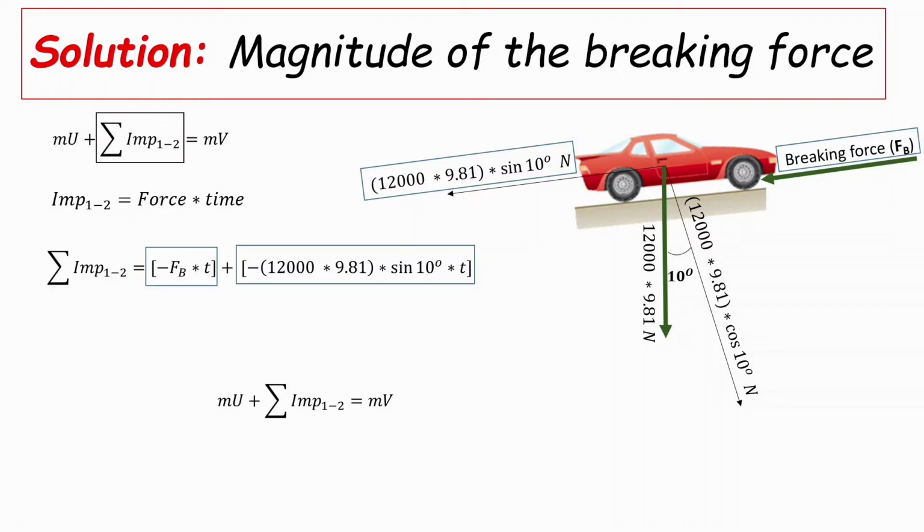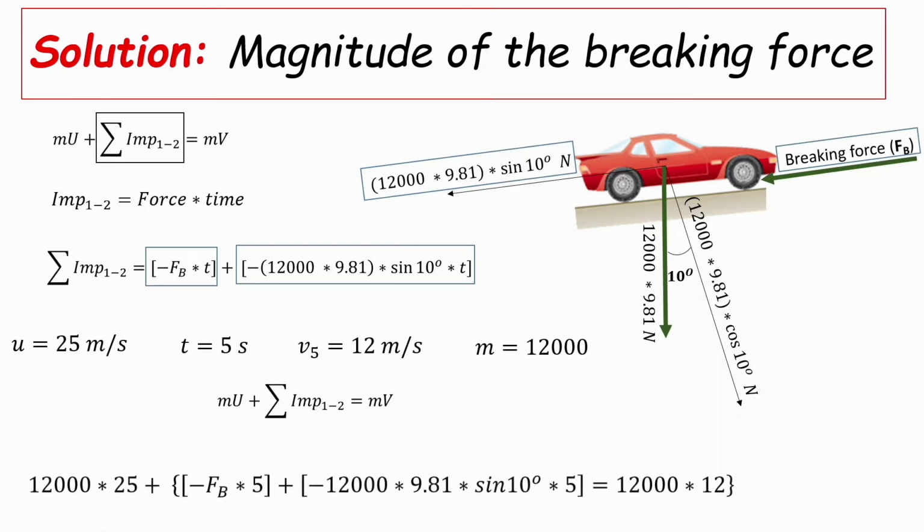And we have our equation to be initial momentum plus total impulsive force is equal to the final momentum of the vehicle. These are the variables we have: the initial velocity, the time, the final velocity, and the mass of the vehicle. So we can quickly put all these variables back into the equation.